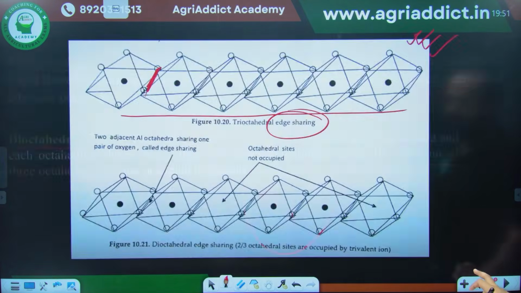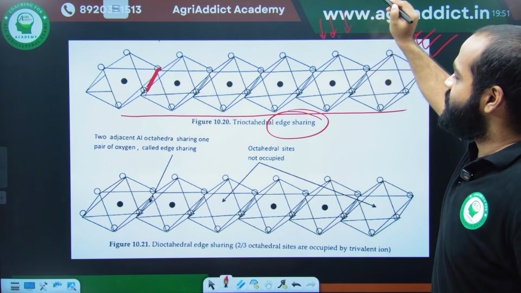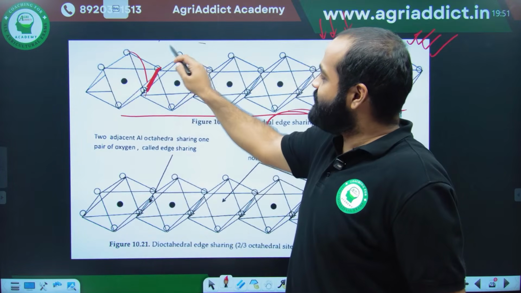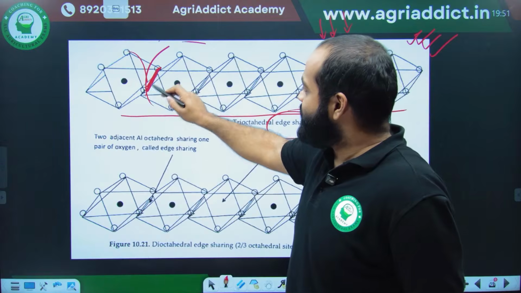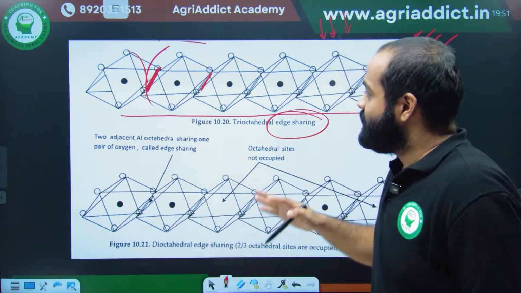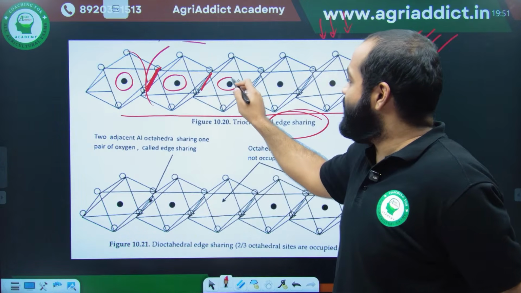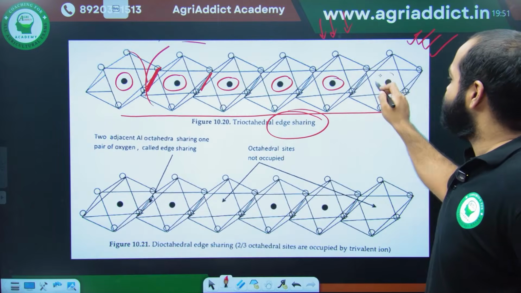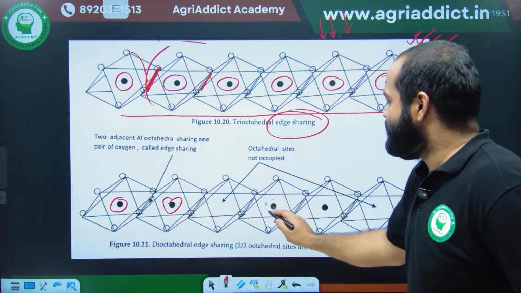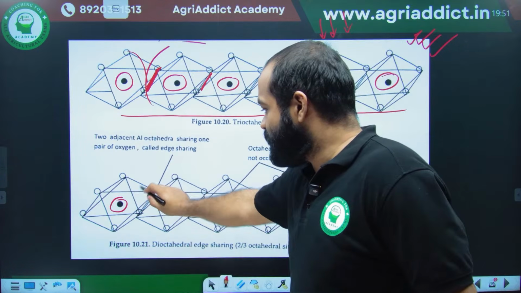Now what does this mean? We understand from here. This is a picture of trioctahedral. You can see this is a single octahedra. This is also a single octahedra. They have shared the edges and they have made an octahedral sheet in 2 dimensions. All right, very nice. In this you can see all the central cations are filled. Here you can see 2 are filled, then 1 is empty, then 2 are filled, then one is empty. This is called dioctahedra because only two are filled.